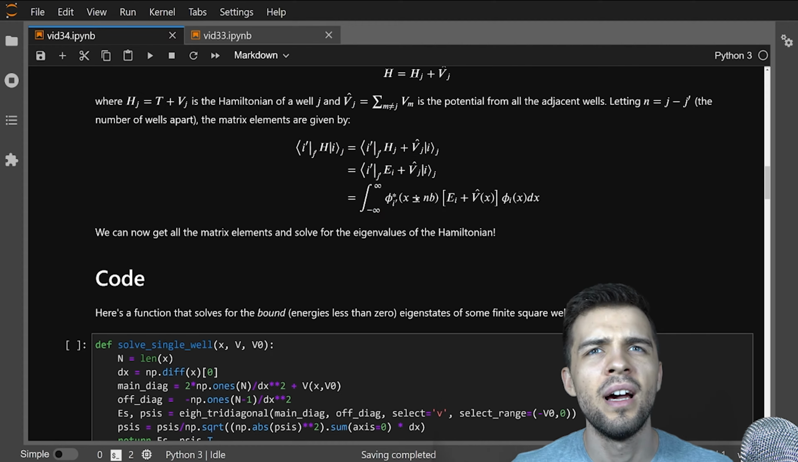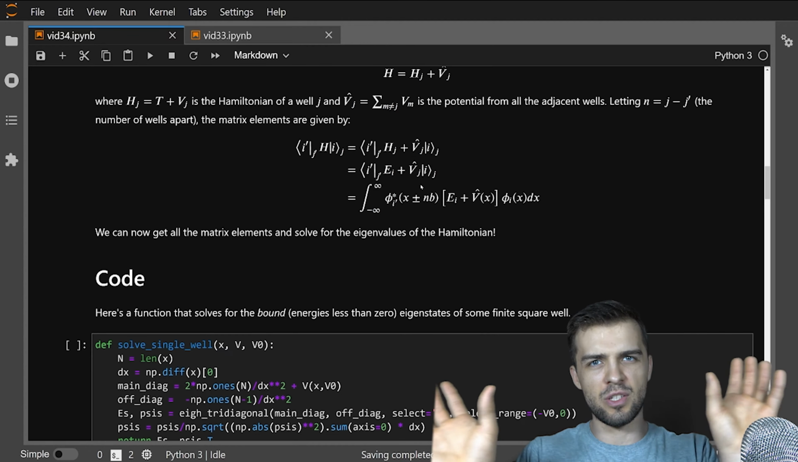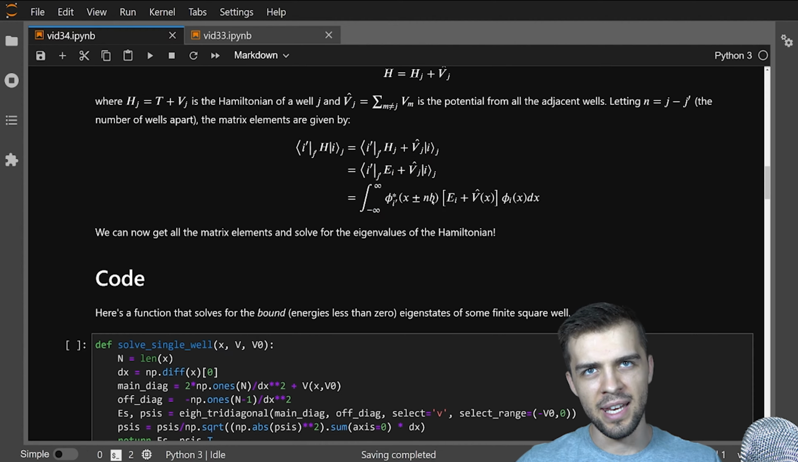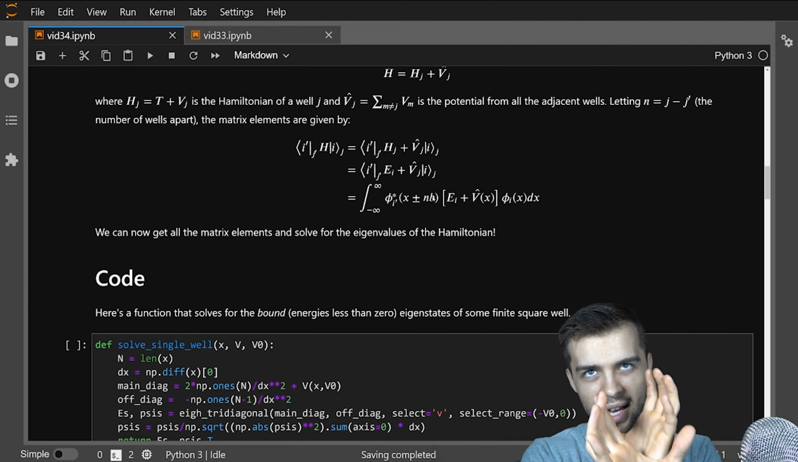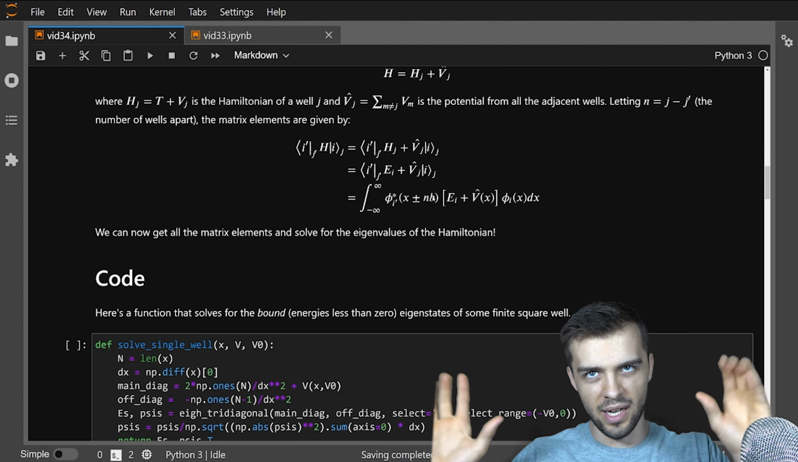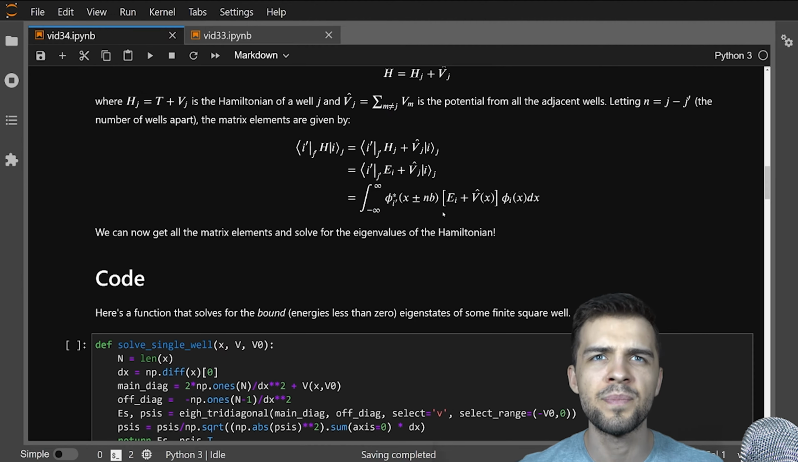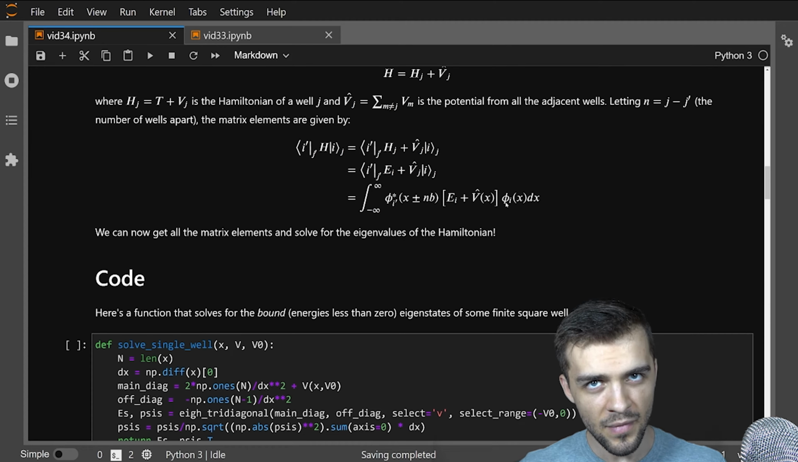It just says that the spacing between these two wave functions is n times b, the spacing between the wells. So n times the spacing of the wells, and I get my wave function that's moved over here. This is just the function that's right in the center, psi_i plus v hat x, and then my wave function phi_i of x, because this is i.